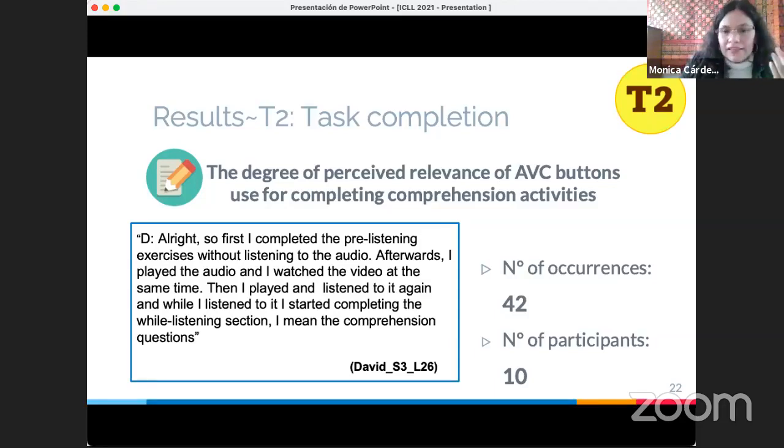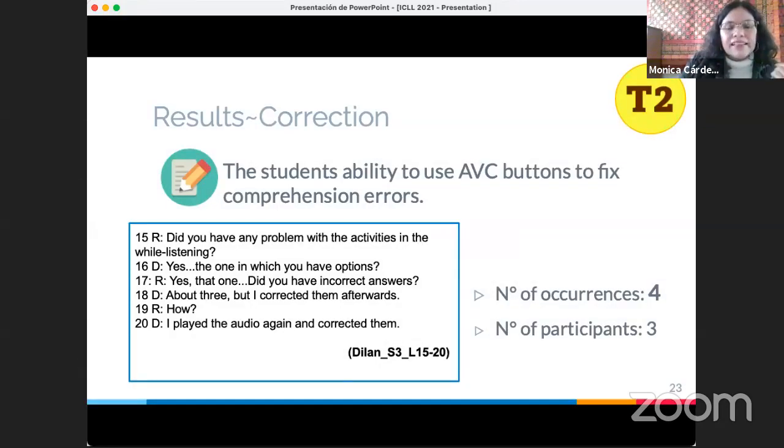Similarly, Natalia, please, next. Similarly, Dylan, for cluster 2 of the second theme, correction, told us that instead of using the feedback feature, he played the audio again and relied on the ABC buttons to correct his initial selections. This reason was also mentioned by 2 other participants.